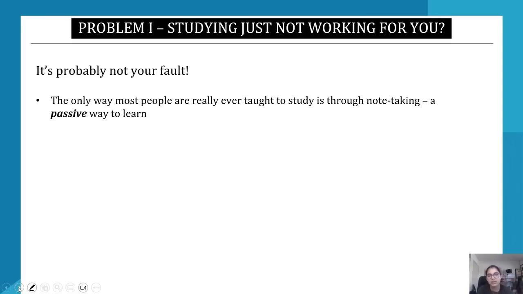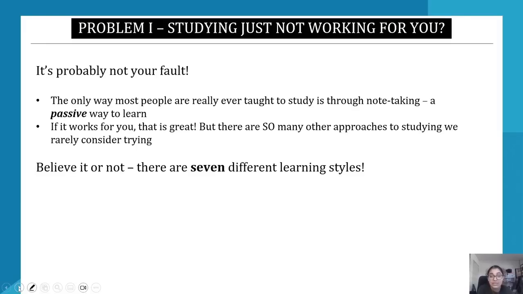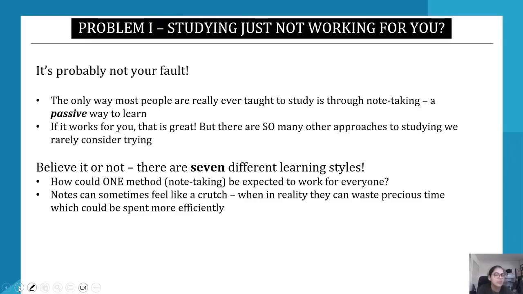So I recommend considering active study. But if note taking does work for you, if it is good for you, if it's helping you, if it's worked for you so far, continue using it. There's no need to change just because I said so. But if it's not working for you, try something else. There are 7 different learning styles. So how can one work for everyone?